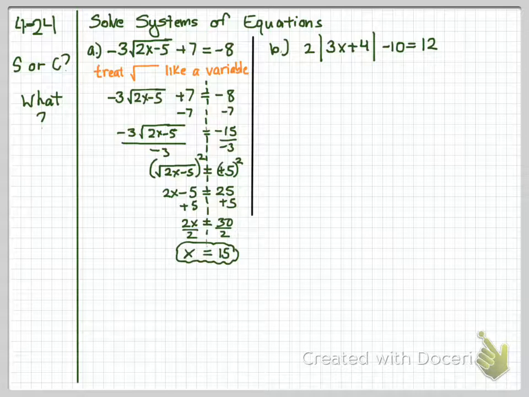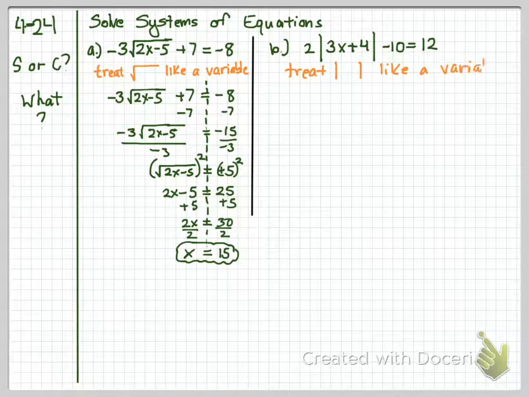We don't need to check anything because we didn't take the square root, and the square root is equal to a positive number, so you don't have to check if anything is extraneous. Right hand side, let's do the absolute value function, or equation in this case, and you do the same thing. You treat the absolute value like a variable as well.